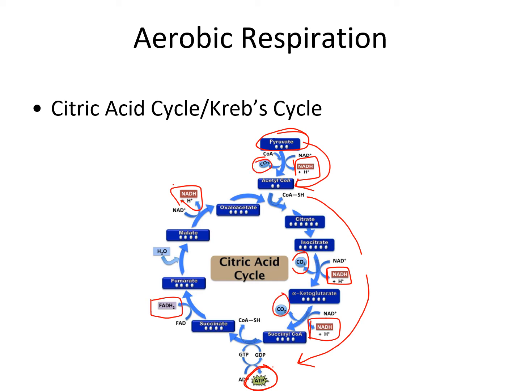So for the citric acid cycle, pyruvate needs to be converted to acetyl-CoA. Then as that acetyl-CoA is oxidized, it's going to generate a little bit of ATP, electron carriers, NADH and FADH2, and the waste product of CO2.